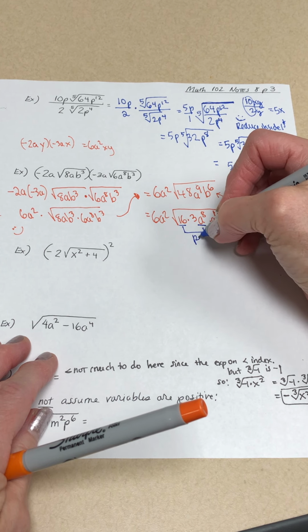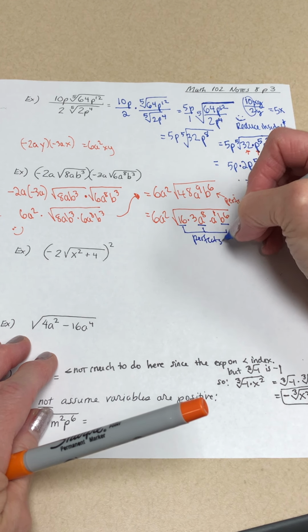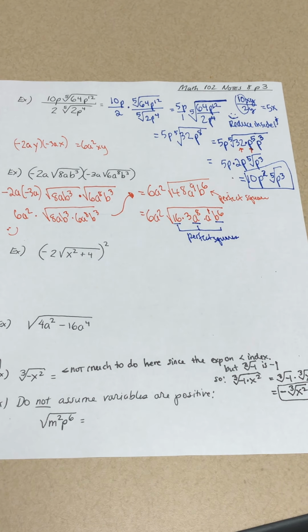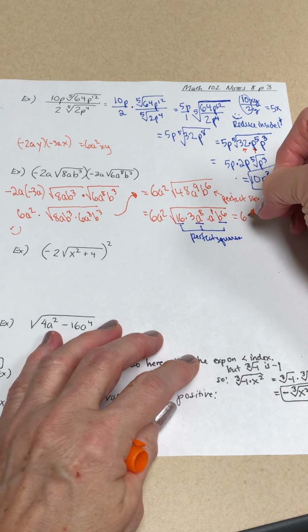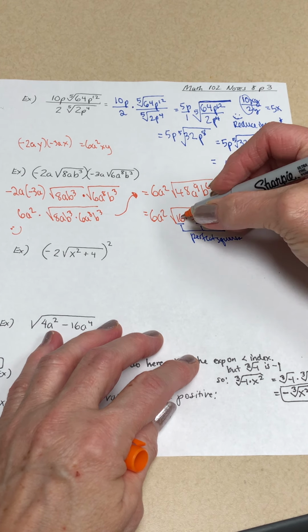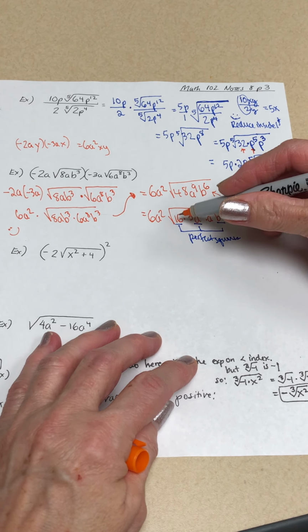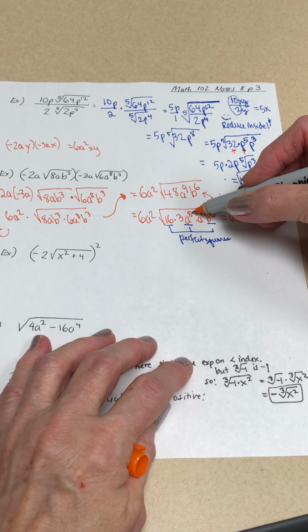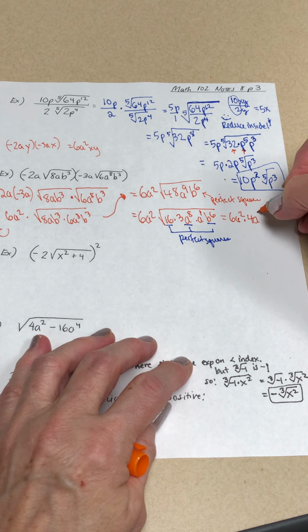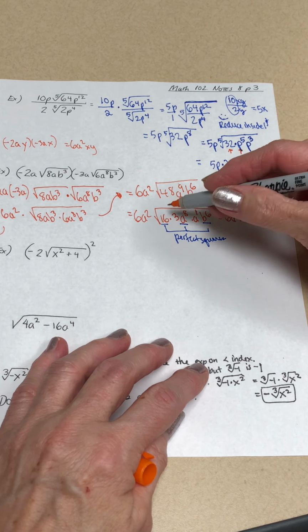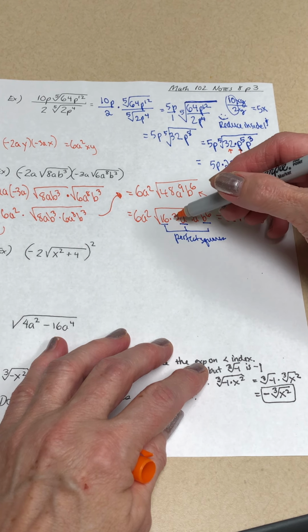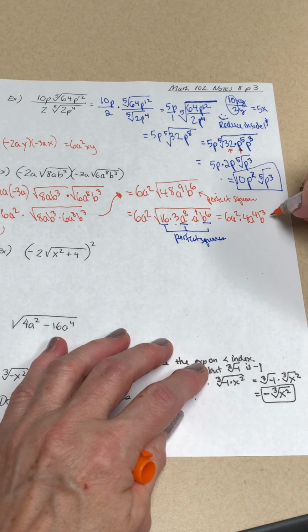These are my perfect squares. I'm going to take the square root of those. And when I take the square root of them, they come out of the radical. So this is 6a squared times, what's the square root of 16? 4. What's the square root of a to the 8th? Cut the exponent in half. That'll be a to the 4th. What's the square root of b to the 6th? That'll be b cubed. And what's left under the radical is just the 3 and the a.